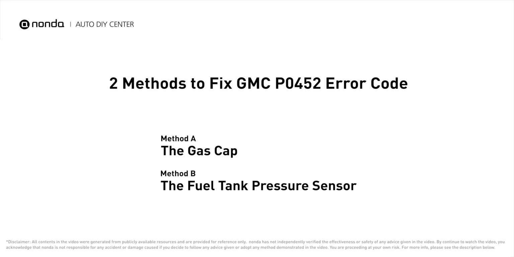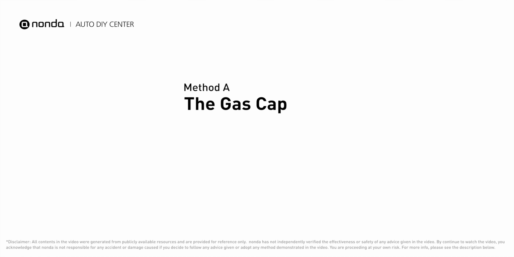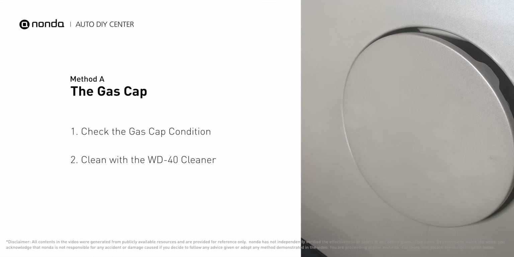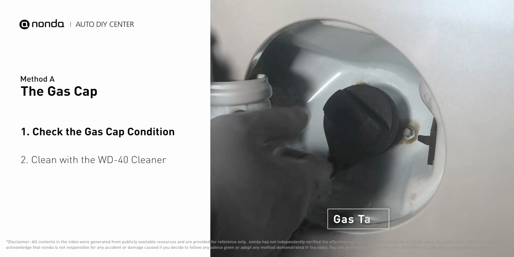Here are 2 of the most practical solutions to fix GMC's P0452 error code. Method A, the gas cap. Open up your gas tank and inspect the cap condition. Spray clean the gas tank with a WD-40 cleaner first.